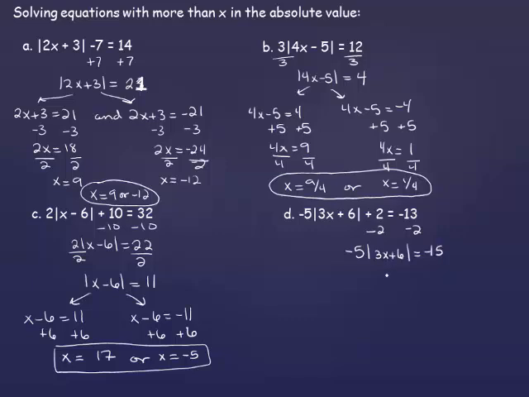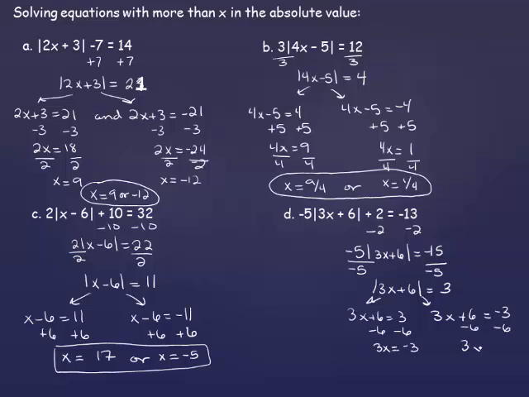Now this is another example where I have a negative, but I don't have the absolute value isolated yet, so I need to make sure it stays negative. But as you see, when I divide by -5, I'm going to get a positive 3. Split, and I get 3x plus 6 equals 3. 3x plus 6 equals -3. Subtract 6. 3x equals -3. 3x equals -9. And dividing by 3, I'd get -1 and -3.